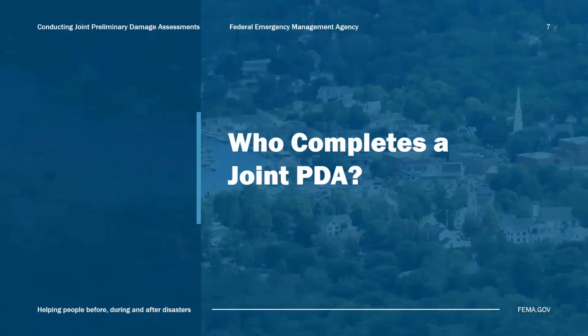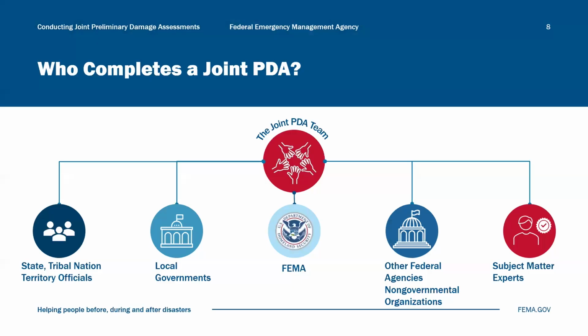Who completes a Joint Preliminary Damage Assessment? State, tribal nation, or territorial governments are responsible for working with local emergency managers to assess whether initial damage assessment information is complete and aligned with FEMA PDA standards. They also manage the PDA planning process, review damage identified during initial damage assessments, and decide whether they should request a Joint PDA from their FEMA regional office.